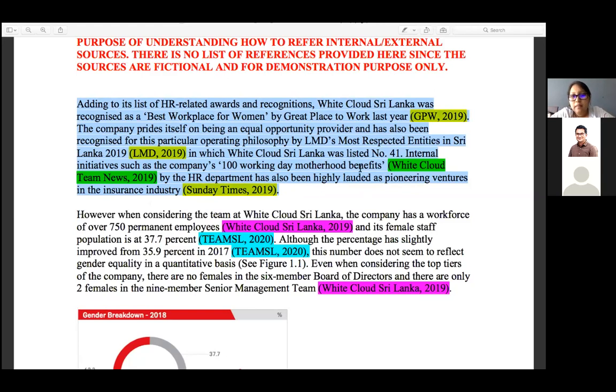Now, see the sources that I have found. GPTW, Great Place to Work, one of the best researchers in an HR sense in Sri Lanka. LMD, they're recognized as a business magazine in Sri Lanka. This I had to take from the company's website because it talks about their motherhood benefits program. And of course, Sunday Times, credible sources, hopefully credible sources. But this is what we get in Sri Lanka, right?